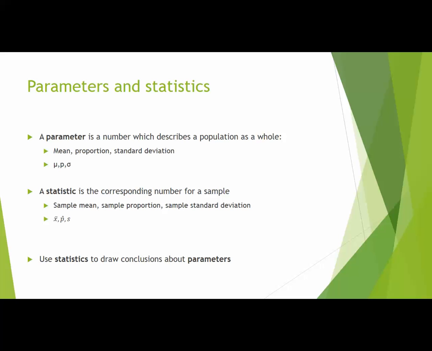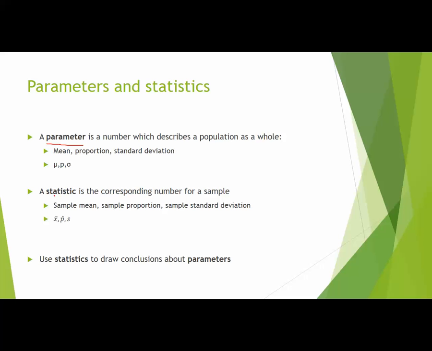So in statistics, we talk about parameters, and a parameter is a number which describes the population as a whole. Some of the most common ones are population mean, population proportion, population standard deviation. And the symbols we use for those when we're talking about the whole population are the Greek letter mu, the letter p, and the Greek letter sigma.